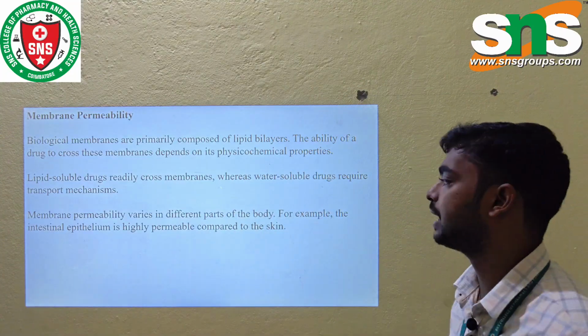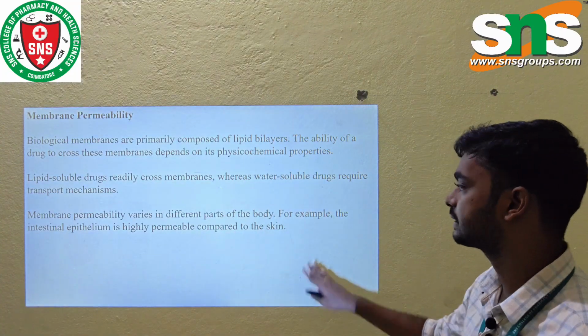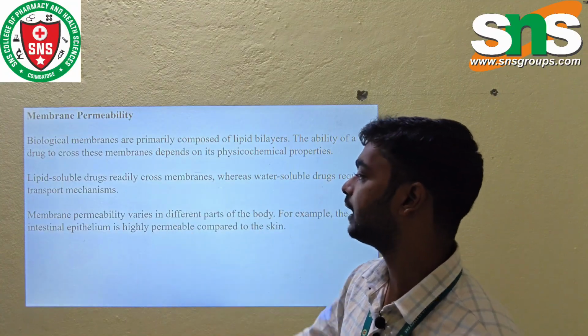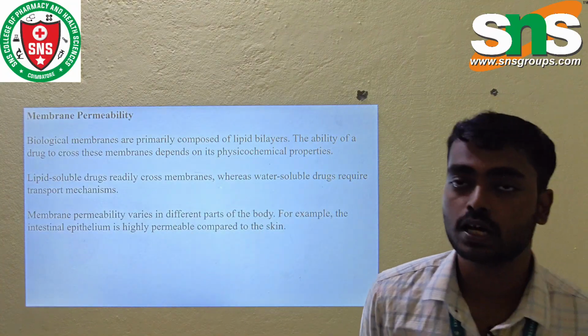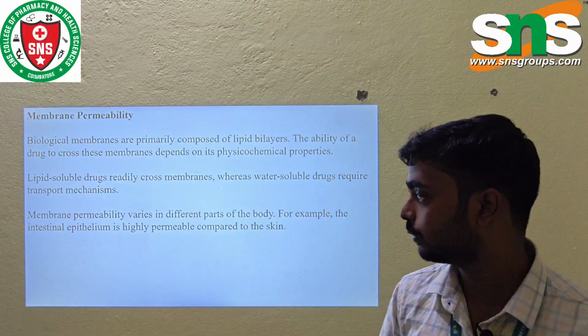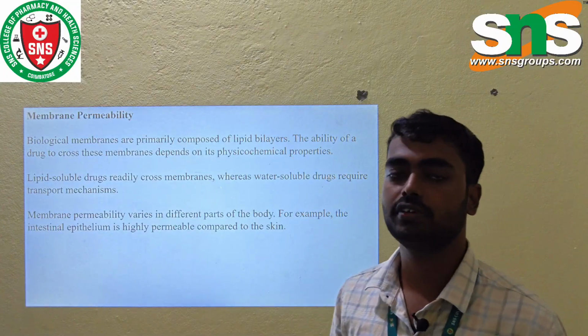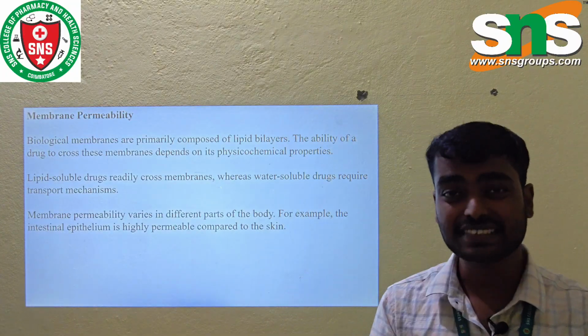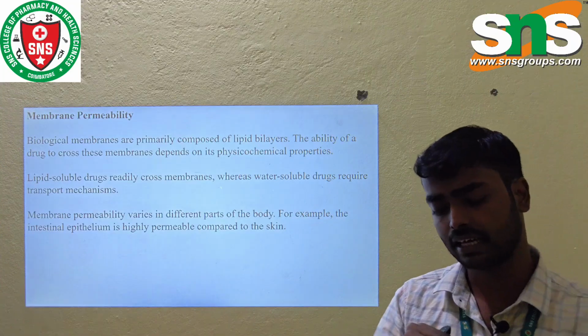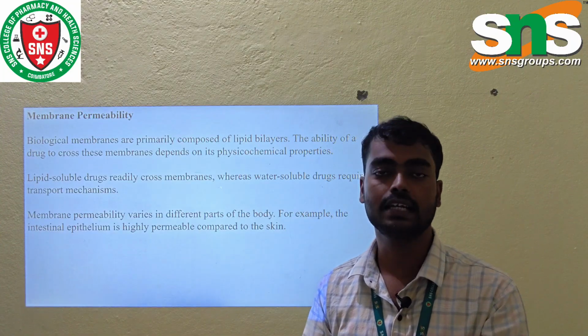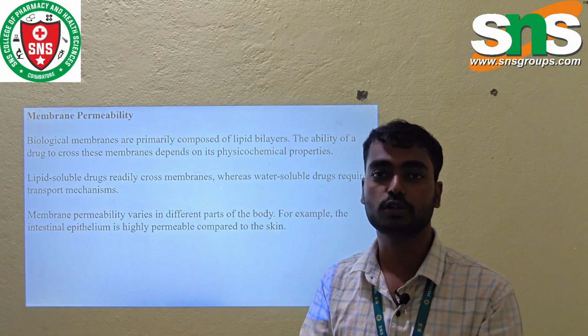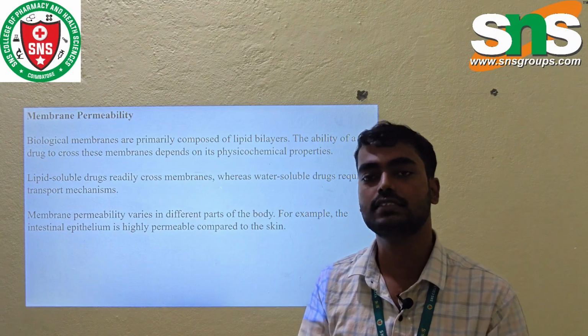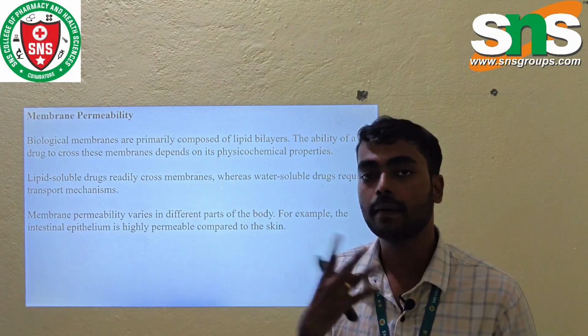Membrane permeability differs in various parts of the body. For example, the intestinal epithelium has high permeability compared to the skin. If we apply a drug on the skin, it has slow absorption compared with the intestine. So the intestine has faster absorption than the skin.